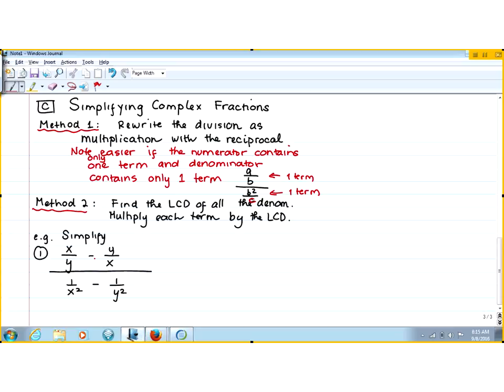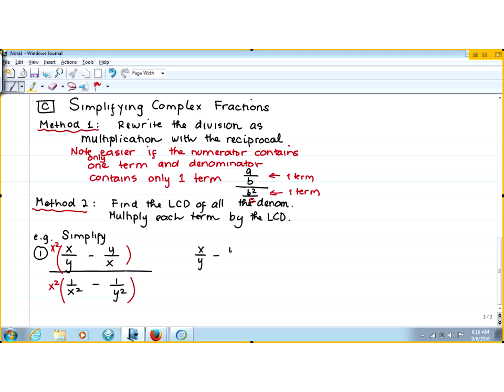Now, what is the LCD? So we look at all the denominators. So y, x, x squared, y squared. What is the LCD? X squared y squared. So I will multiply the top by x squared y squared and the bottom by x squared y squared. So I'm multiplying by x squared y squared over x squared y squared, which is 1.